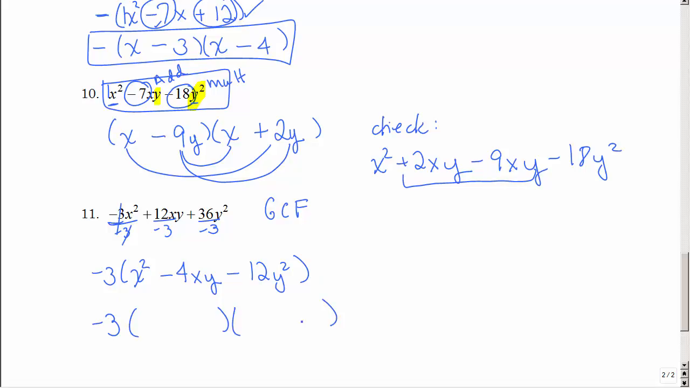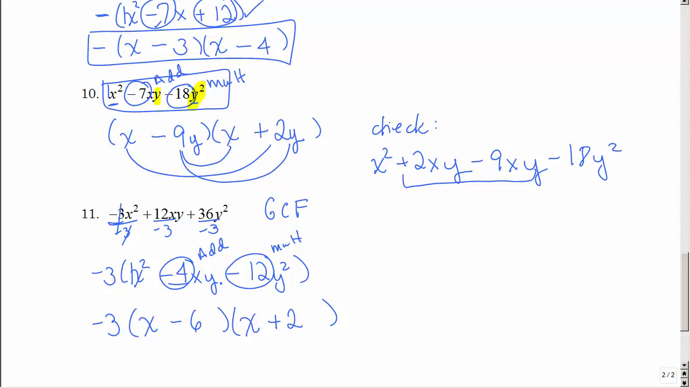I have a trinomial with the leading coefficient of 1, so x times x. So is there something that multiplies to get -12 but adds to get -4? 12. 1 times 12, 2 times 6, 3 times 4. Well, one needs to be negative, one needs to be positive. How about 6 and 2? Does that work? And does the 6 need to be negative? Yes, it does.